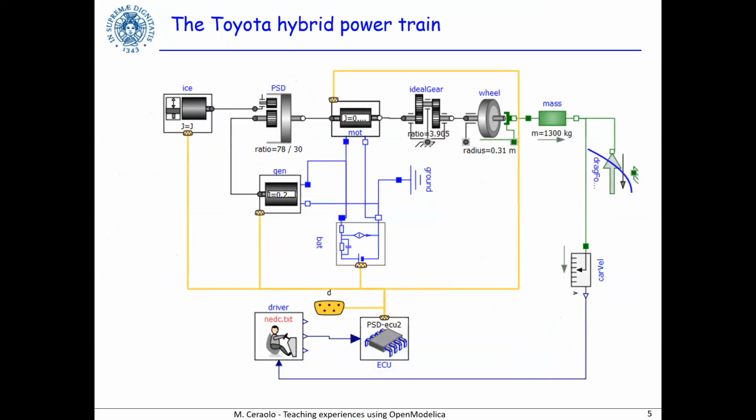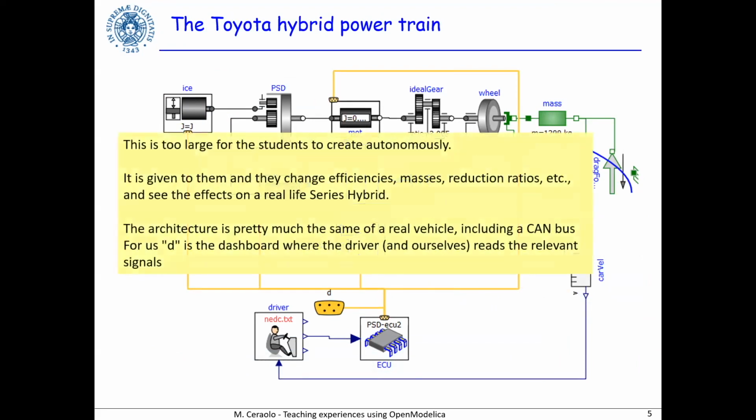In other situations like this one, it is impossible for a teacher to let them build so complex models, but I give them this model. If this model is given to them, then they can change, for instance, efficiencies, masses, reduction ratios, and they resimulate more and more and see the effects of their variations on a rather sophisticated series hybrid model. And so they are able to experiment.